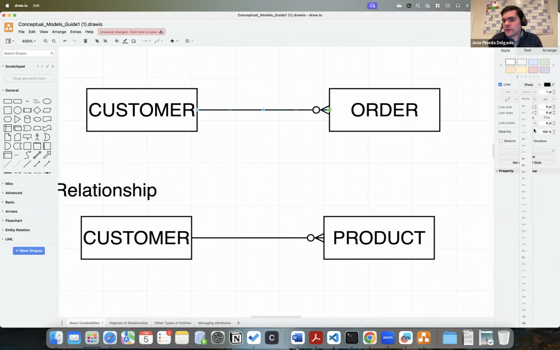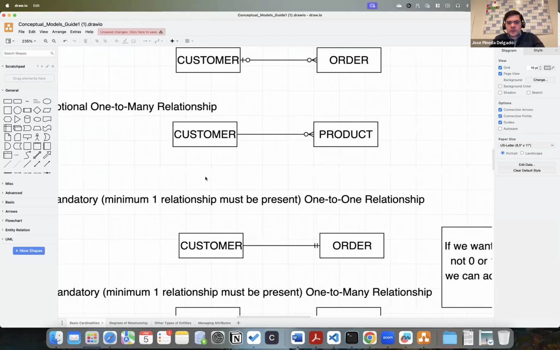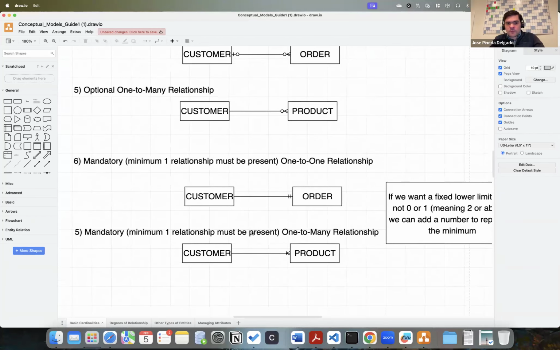We could say, let's use this symbol for now. We could put it in both sides. Doesn't matter which side we are using it. The symbol for the optional or mandatory always goes more towards the middle. And the symbol for the maximum cardinality goes more towards the end of the relationship. So the circle is the optional symbol. For mandatory, it's going to be another perpendicular line.